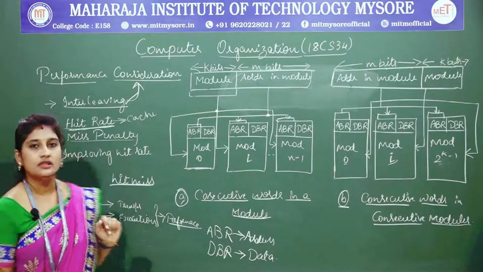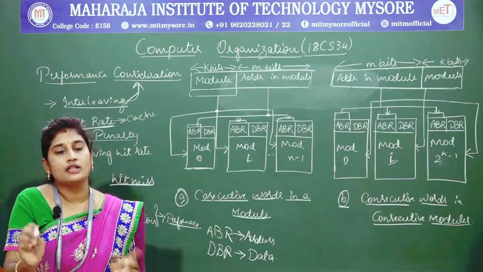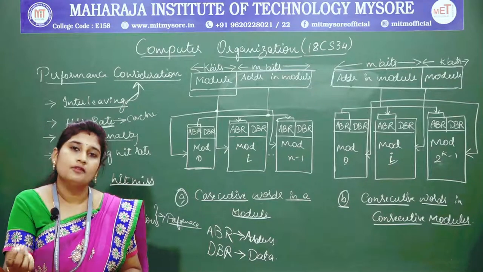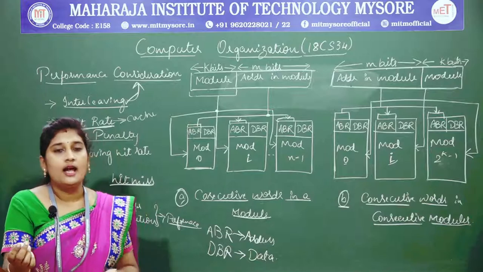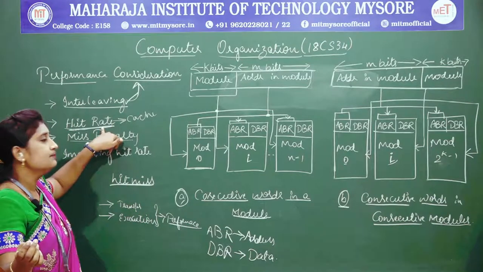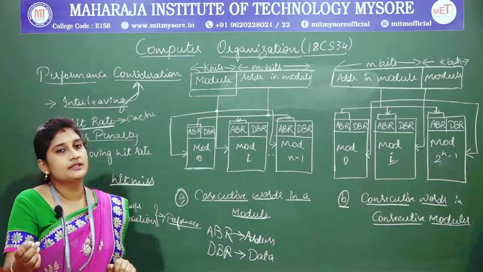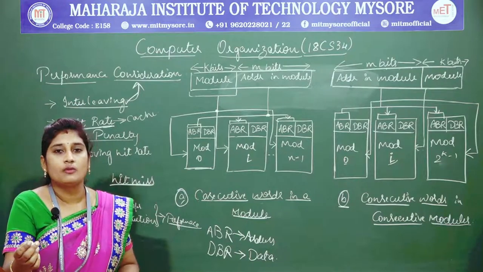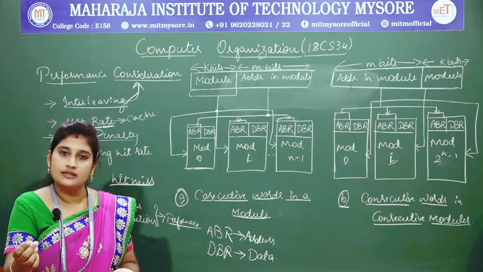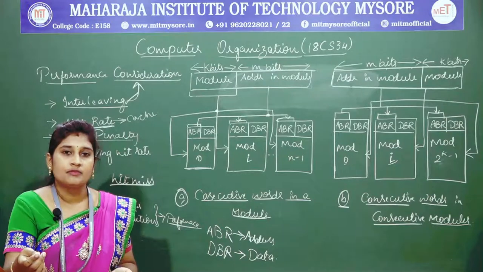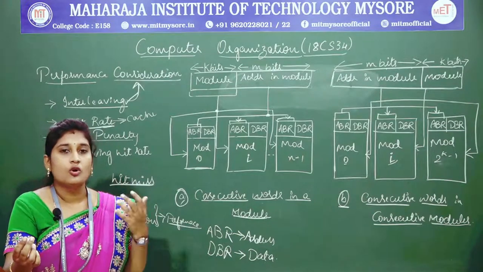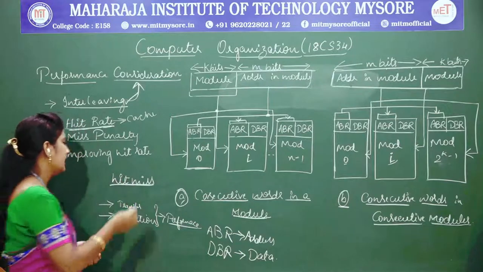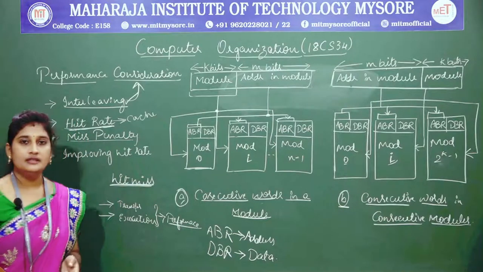So hit means if the data, whatever the request made by the processor, you found it in your cache, then you will call it a hit. And you can also calculate the number of hits that you have made to your cache memory, that is your hit rate, isn't it? So what happens if the data is not found in the cache memory? That will be called a miss, isn't it?